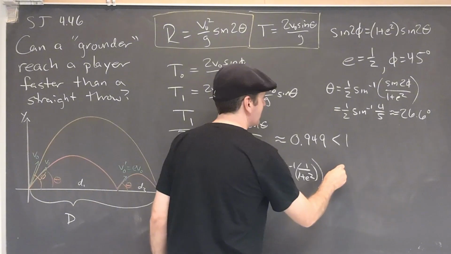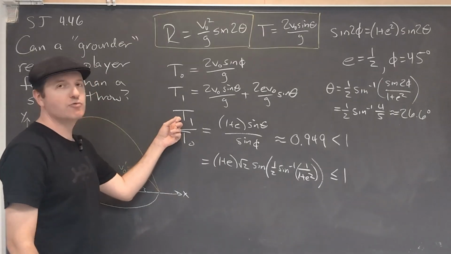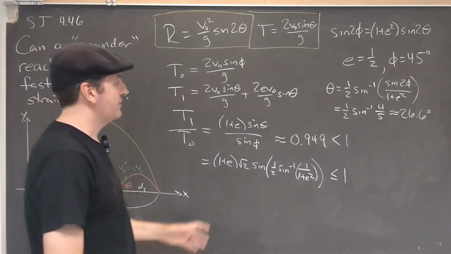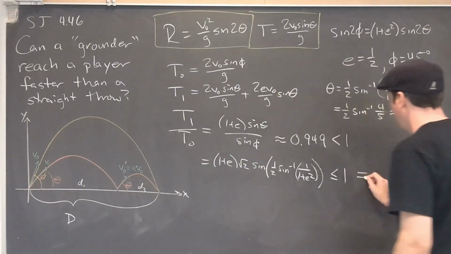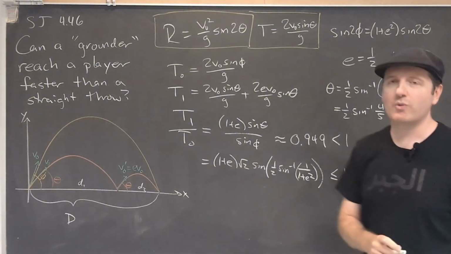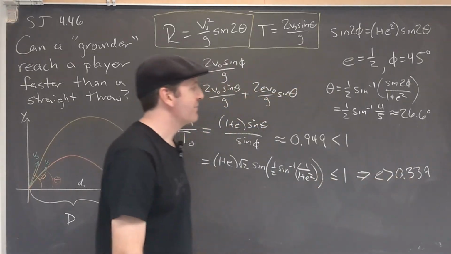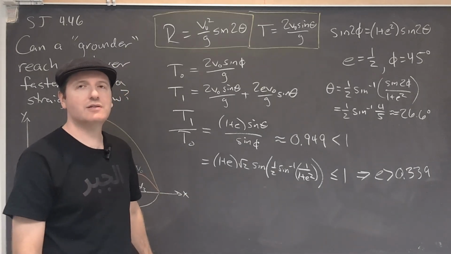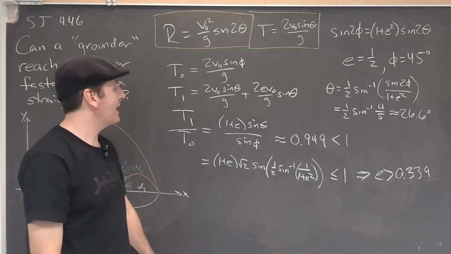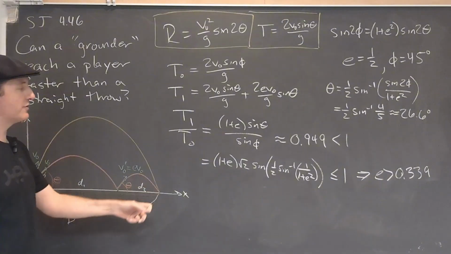Our question is, when is this less than or equal to 1? Because those are the cases where the grounder will actually get you there faster. It turns out numerically that this is always true when e is greater than about 0.339. So as long as your elasticity, I don't know what we want to call this, it's not quite the coefficient of restitution, but as long as your rebounding speed is at least around 34% of what you landed with, it will actually be faster, at least at a 45-degree launch angle, to throw the ball in this grounder path.